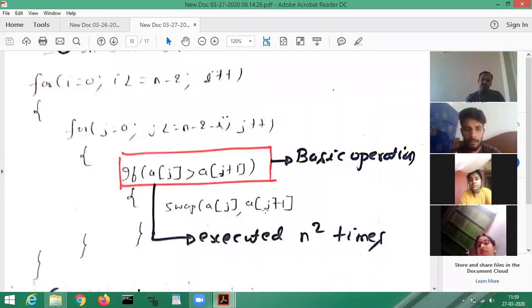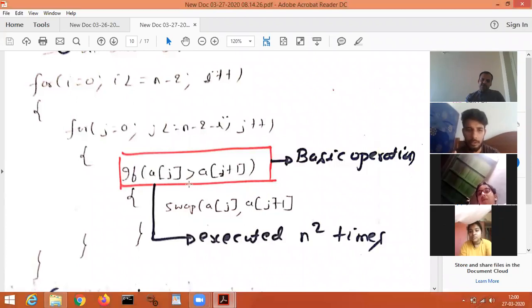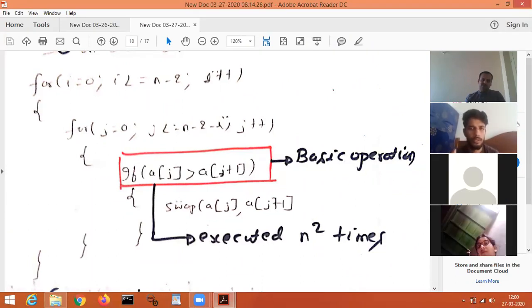Here I have swap a of j and a of j plus 1. If the number on the left is greater than the number on the right, then only the statement inside the if will be executed. Every time the swap will not be executed. Only if this condition is true will the swap be executed. Out of these two statements, the statement executed the maximum number of times is the comparison statement, that is, if a of j greater than a of j plus 1. This operation is called the basic operation. The basic operation is the operation executed the maximum number of times in an algorithm.